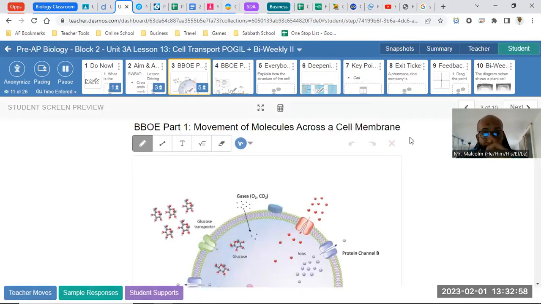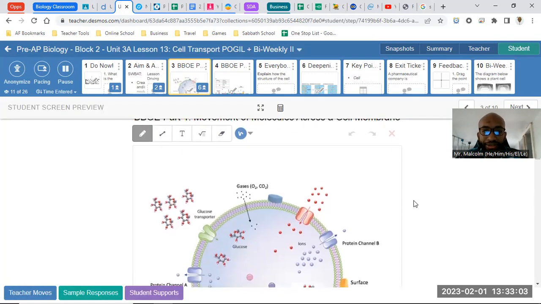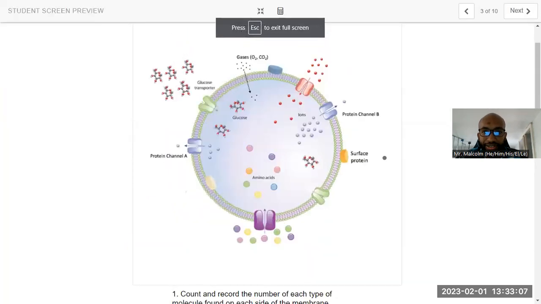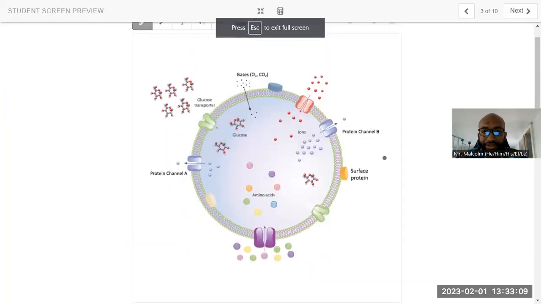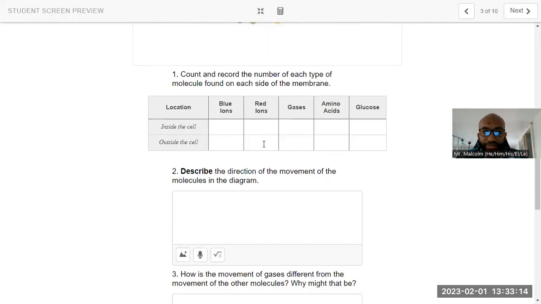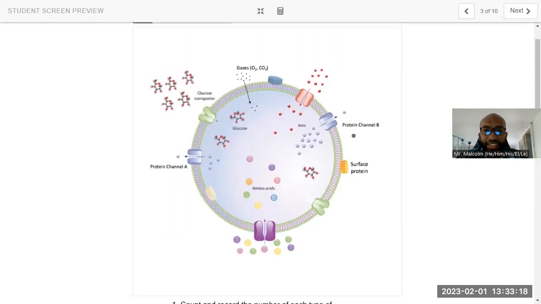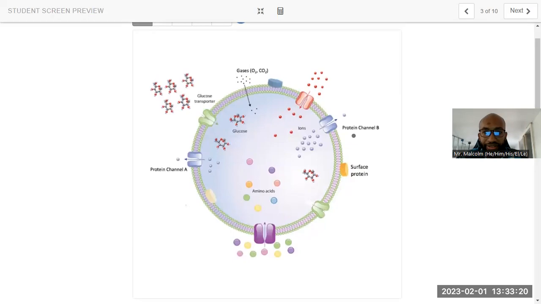All right, so let's take a look at how this actually works. Okay, so I'm going to give you an overview so you'll have an understanding of how to answer these questions. Now here is our big diagram that we're going to take a look at. We're going to spend some time on this one. Now, the first thing that you'll need to do is count up how much is on the inside and how much is on the outside.